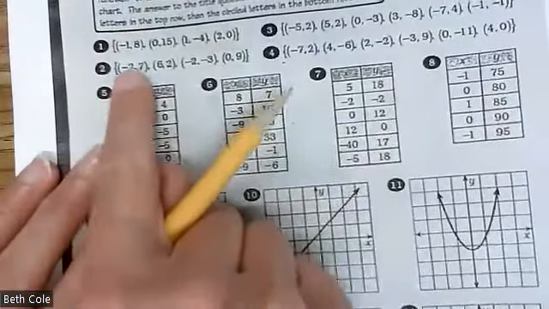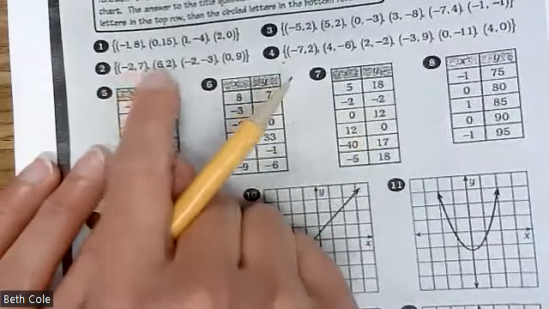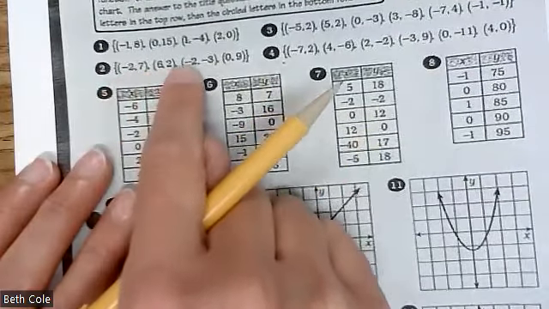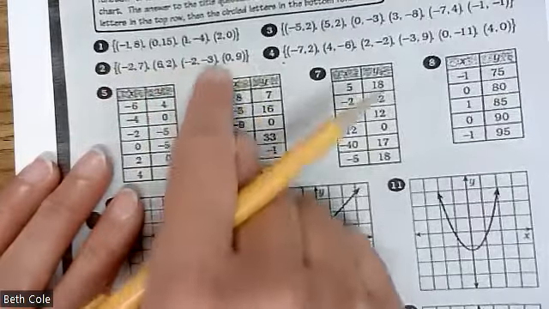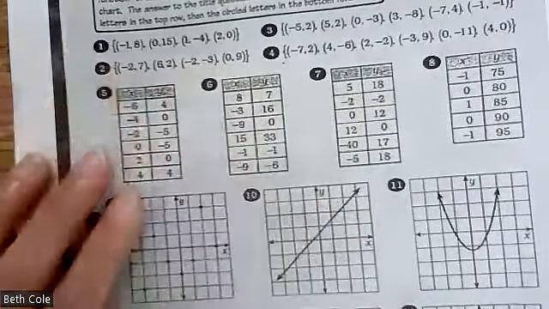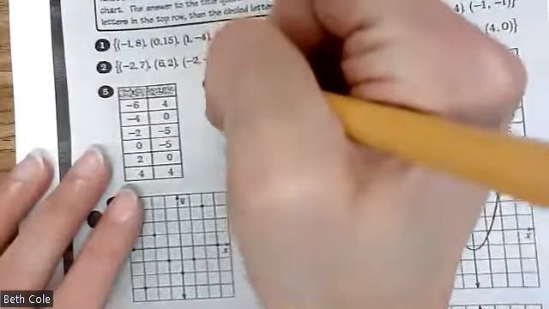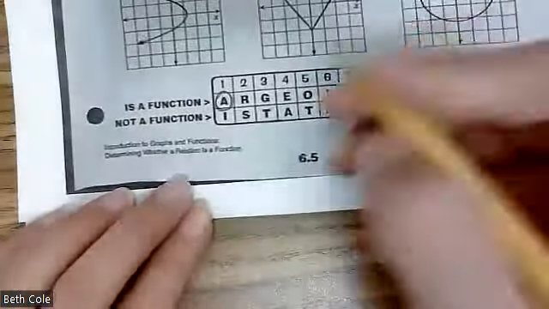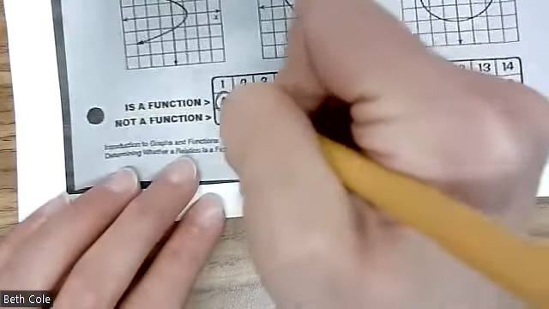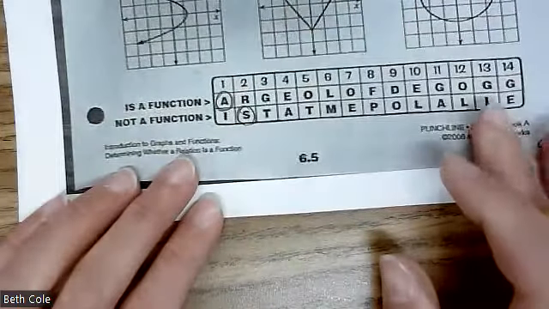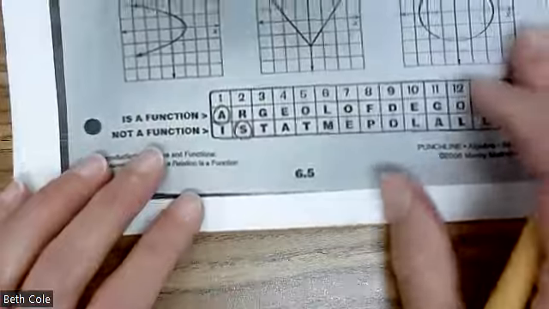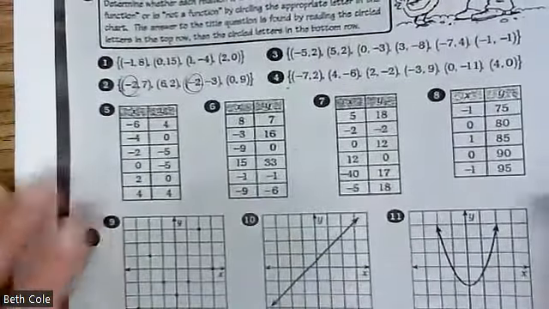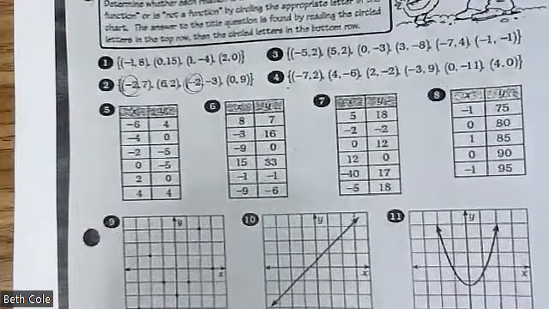Look at number 2. It's right here. Look at the x's: -2, 6, -2, 0. Is that a function? It is no. Why not? Yeah, these repeat. And so for number 2, you would circle not a function, which is S. So again, I'm going to pause the video. I want you to take a couple minutes and try this, and then we'll go over it together.